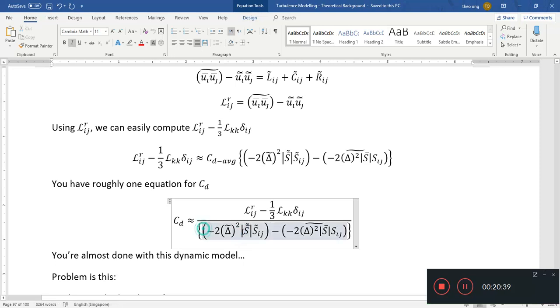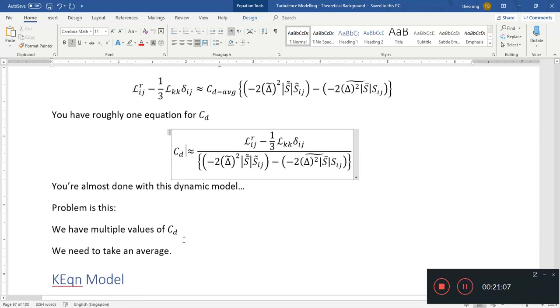And likewise for this part over here, will be the subgrid stresses: the doubly filtered subgrid stresses, and the singly filtered subgrid stresses with this filter on top. All of these you will be able to compute to get an approximate value of CD. And you're almost done with this dynamic model. I mean, that's the key idea. So we have an equation for CD.